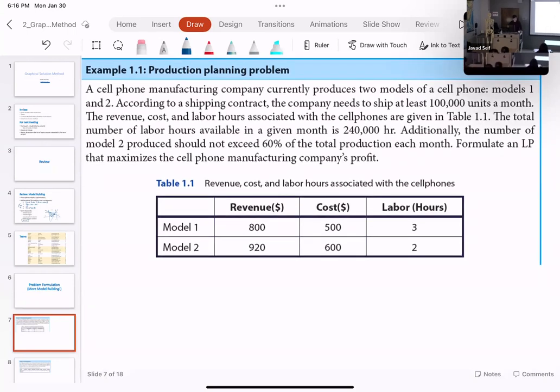Okay, start working on this and reading it. If you complete it, let me know.